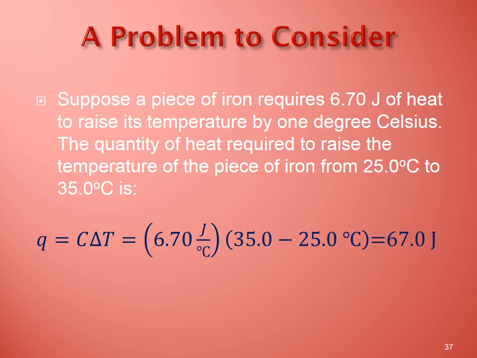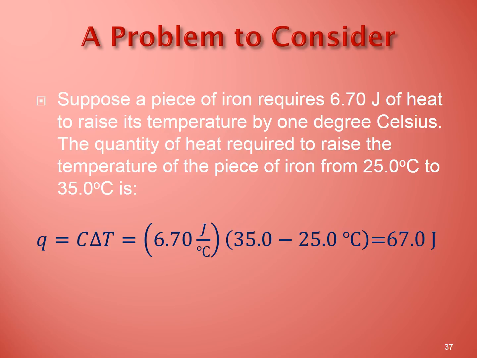So suppose a piece of iron requires 6.7 joules of heat to raise its temperature by 1 degree Celsius. Then the quantity of heat required to raise the temperature from 25 degrees to 35 degrees would just be 6.7 joules per degree Celsius times the number of degrees Celsius, which in this case is 10 degrees, because we always do final minus initial. So 35 minus 25 is 10, so 67 joules. So it requires 67 joules to heat that iron.